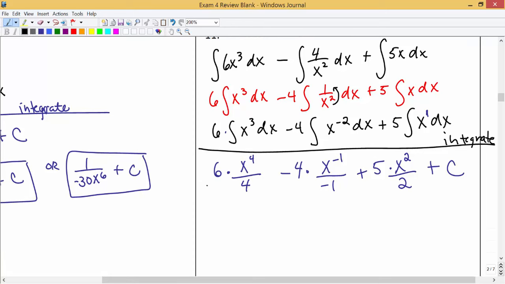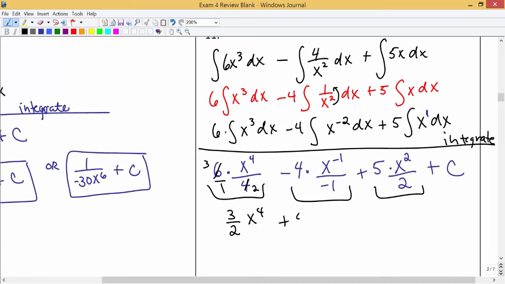So I'm going to simplify each of these terms, make them look a little bit nicer. So here, think about this as 6 over 1. We have a common factor of 2. So we can write that as 3 over 2 times x to the 4th. For the second term, we have negative 4 divided by a negative 1. And two negatives are going to give us a positive. And then for the last term, not much is going to happen there. Nothing's going to cancel, but I can write this as 5 halves times x squared plus c.